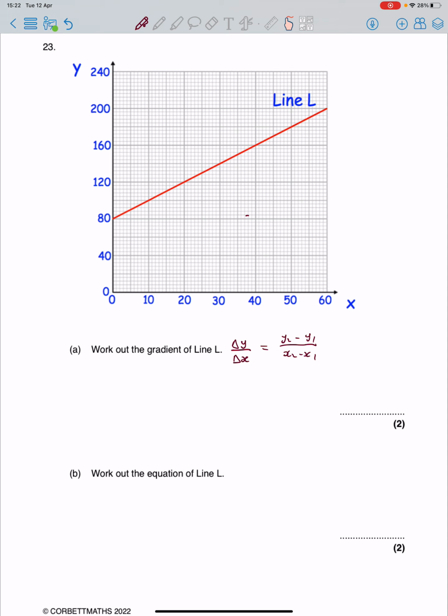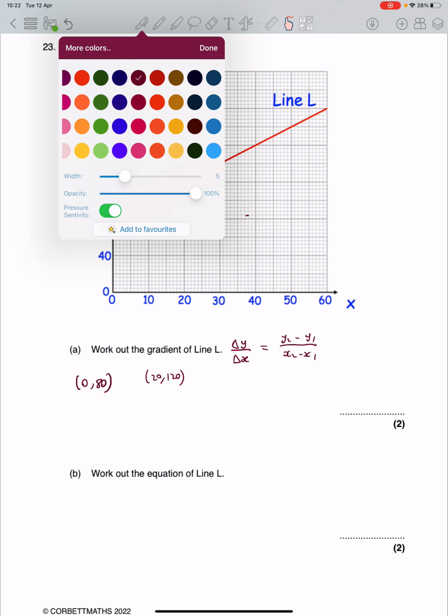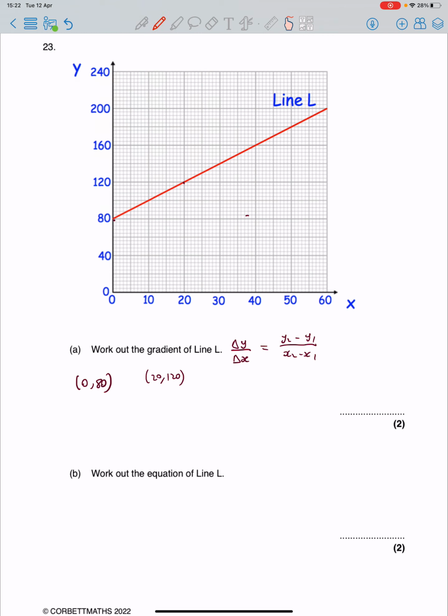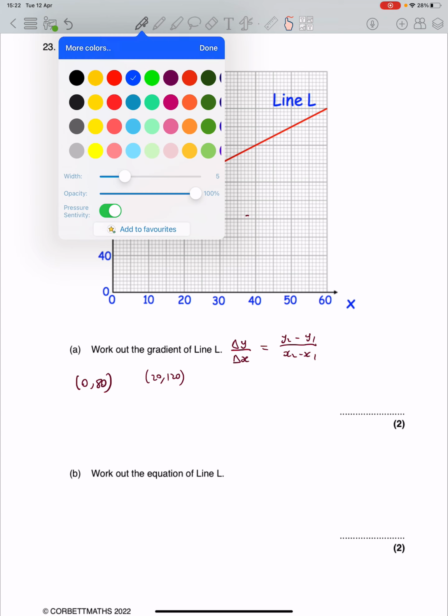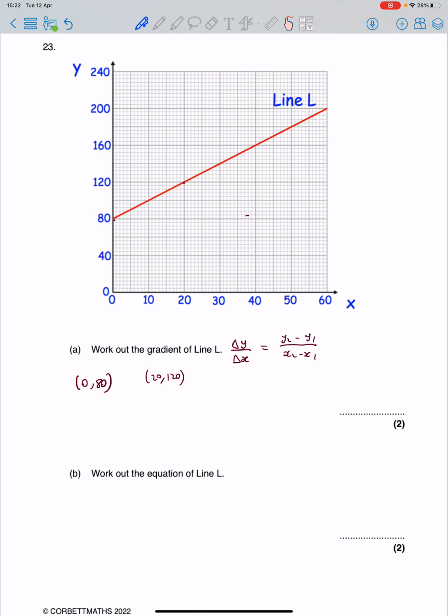Well, I see here that we've got the coordinate 0, 80. And we've got another coordinate. Where can I pick another coordinate? This one looks nice. So that's 20, 120. Let's call this x1, y1, x2, y2.